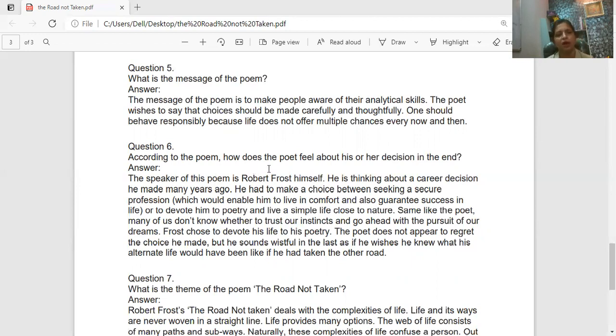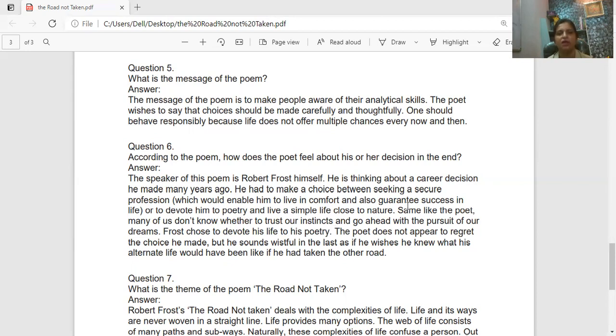Next, according to the poem, how does the poet feel about his or her decision in the end? The speaker of this poem is Robert Frost himself. He is thinking about a career decision he made many years ago. He had to make a choice between seeking a secure profession, which would enable him to live in comfort and also guarantee success in life, as we discussed yesterday, or to devote himself to poetry and live a simple life close to nature.